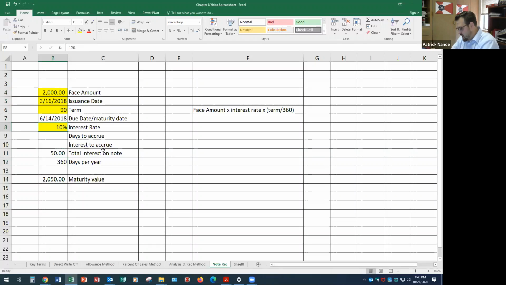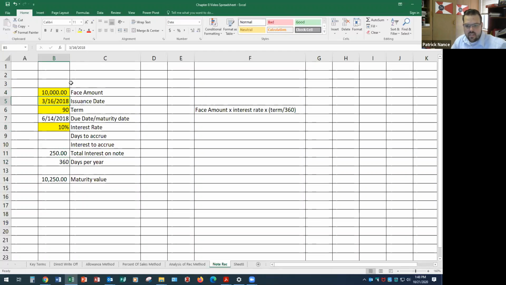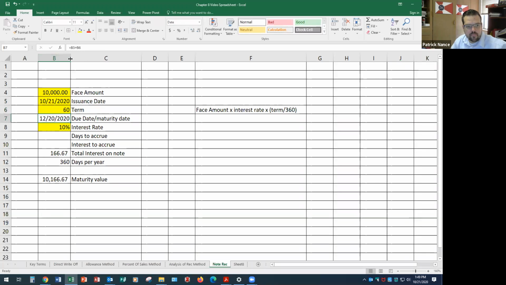So for example, if I had a $10,000 note that was issued, let's say today, 10/21 of 2020, and let's say that it is a 60-day note, and the interest rate is 12. That would mean that, and this calculation already did it, it just ran it through this, $200 worth of interest, the total maturity value is $10,200, the due date is 12/20, and all I put in was the given information.